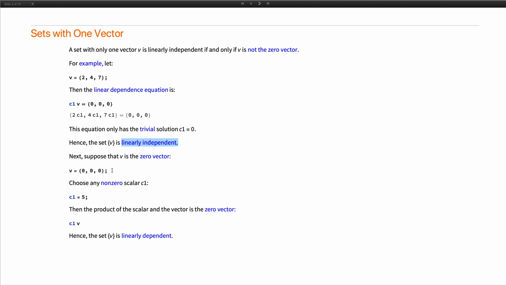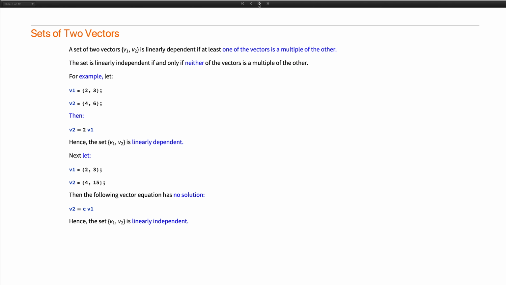Now suppose that you have the 0 vector. Then you can choose any scalar like c1 equal to 5, and if you do c1 times v, you do get back 0, 0, 0. So this set is linearly dependent. For a single vector, it's really simple to figure out whether the set given by it is linearly independent or not. So let's go on to sets with 2 vectors.